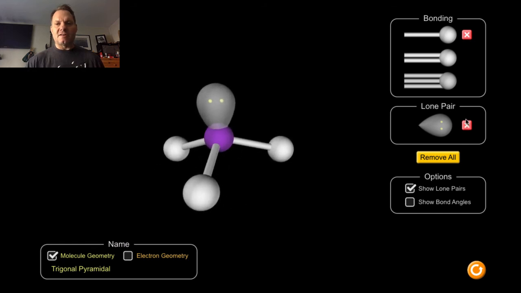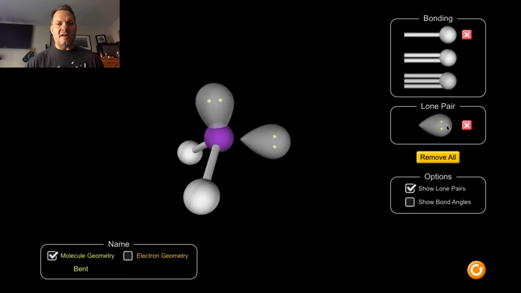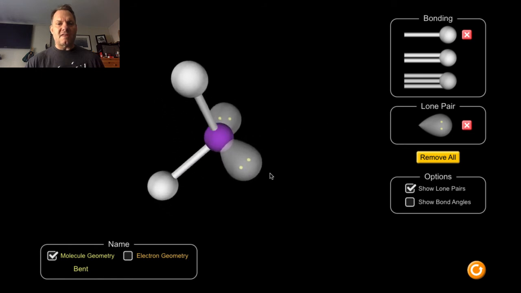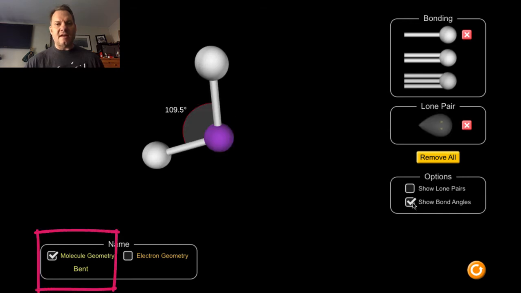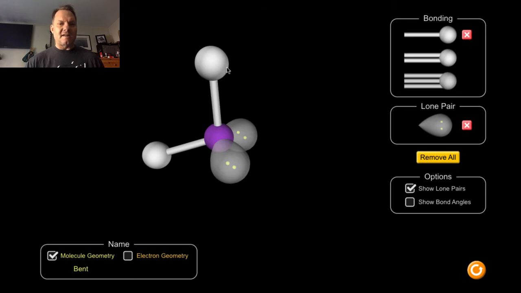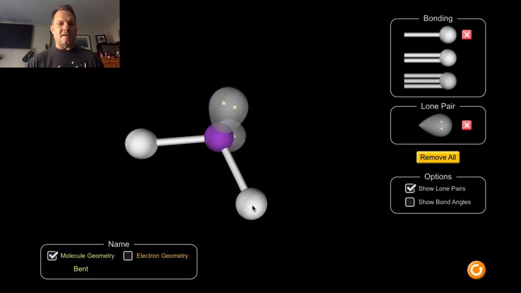Now, if I substitute one of those bonds for another unshared pair, like our 3rd Lewis structure, we're still at sp3 hybrid, but we end up back to a bent shape. And again, our bond angle is 109.5. Probably a little bit less due to the fact that that unshared pair is hogging a little more space, but you get the idea. We have a bent molecule at sp3 with 2 unshared pairs.